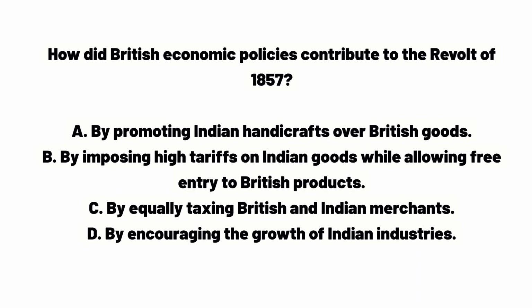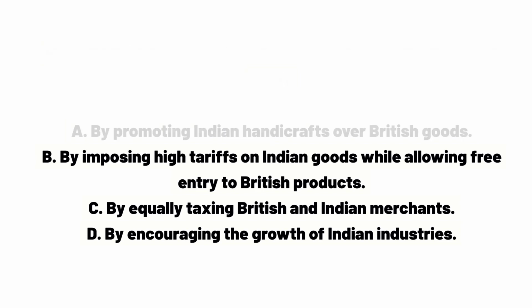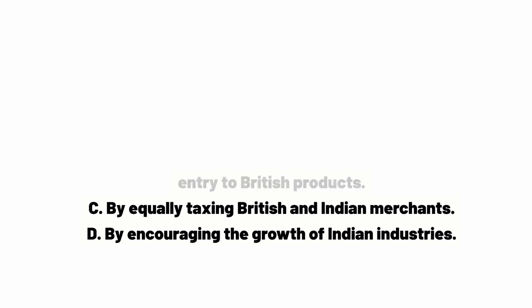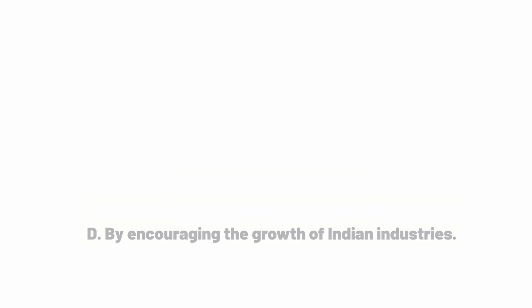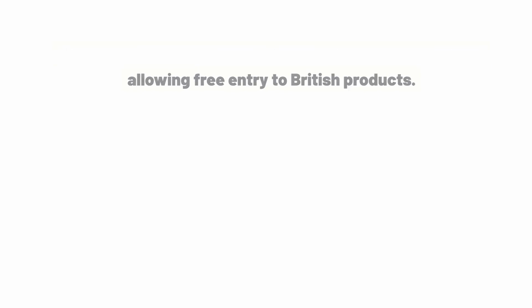How did British economic policies contribute to the revolt of 1857? A. By promoting Indian handicrafts over British goods. B. By imposing high tariffs on Indian goods while allowing free entry to British products. C. By equally taxing British and Indian merchants. D. By encouraging the growth of Indian industries. Answer. B. By imposing high tariffs on Indian goods while allowing free entry to British products.